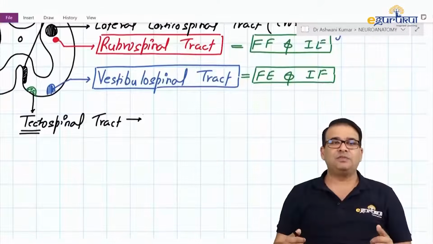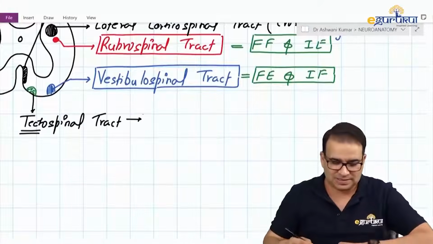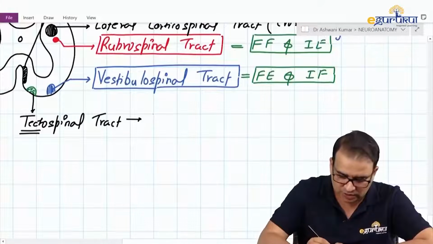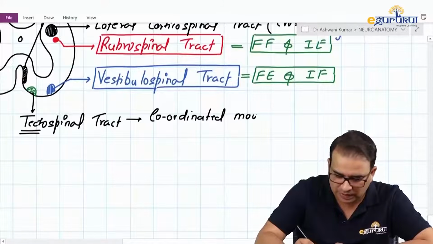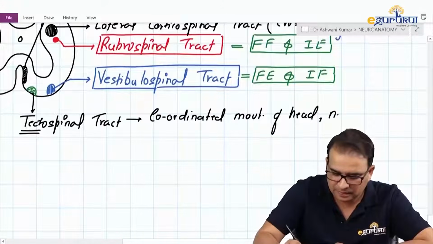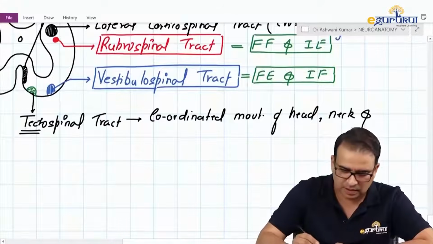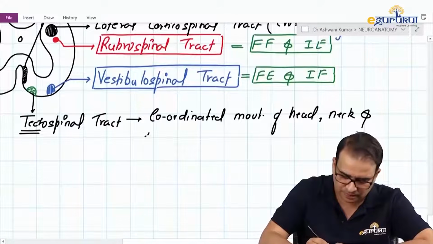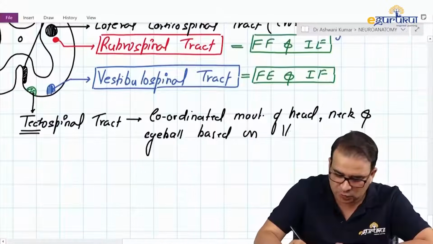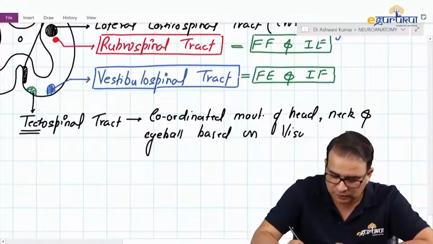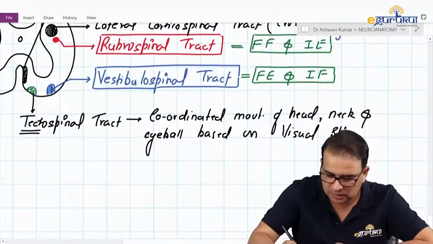And that is because we have this tract, thankfully, the tectospinal tract, which is for the coordinated movement of head, neck and eyeball, based on, now that's important, what stimulus? Based on the visual stimulus.